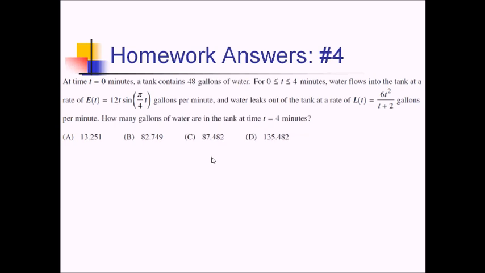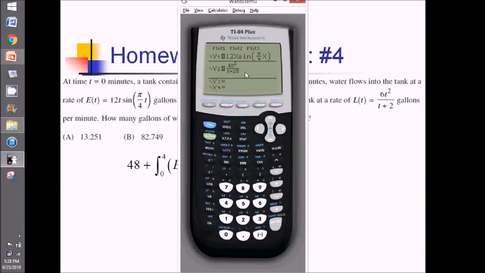We can say that our water in the tank at time 4 is going to be this initial amount of 48 plus the integral from 0 to 4 of rate in minus rate out. So E of t minus L of t dt. And I'll plug all this in my calculator now. So to make this a little bit easier to work with, I've entered E of t as y1 and L of t as y2. And now let me take my integral.